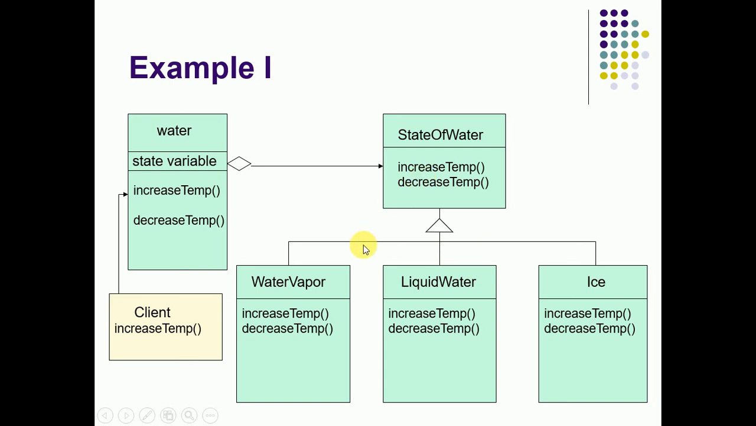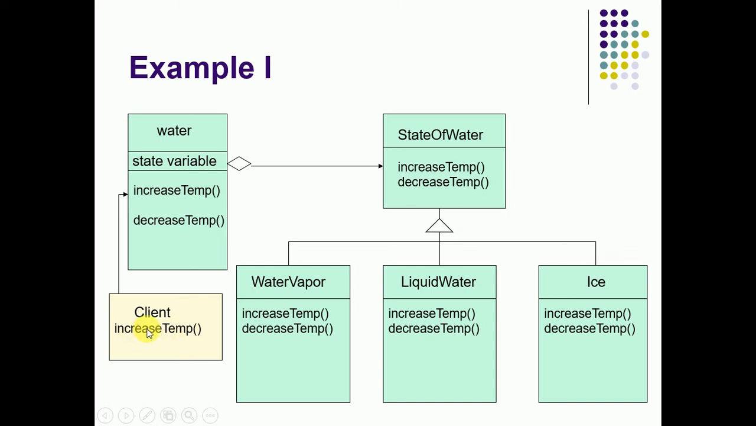Each of these three states depends upon the event that occurs from the state of water. So increase temperature has some kind of conditions and some kind of behavior. While we decrease temperature, it invokes a similar kind of method. So here is the client that invokes some kind of methods. It means events that occur on the states of the objects.